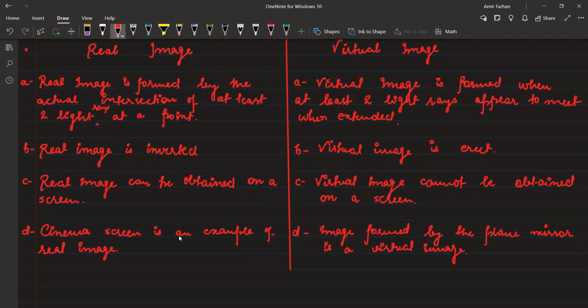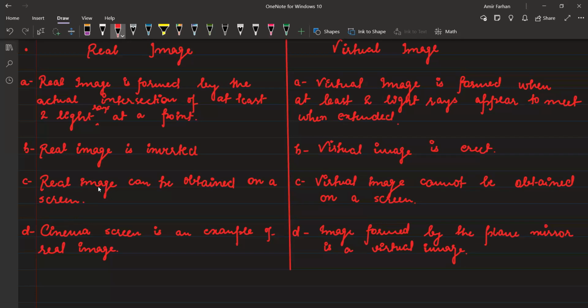And a real image can be obtained on a screen. It means it can be obtained on a screen like the cinema screen, like a projector. It can be your blackboard or the white film that we use to project something. It is a kind of screen for us. When you project the image with the projector, a kind of film is formed. Yes or no? You can see the images. Yes, sir. So that is the real image.